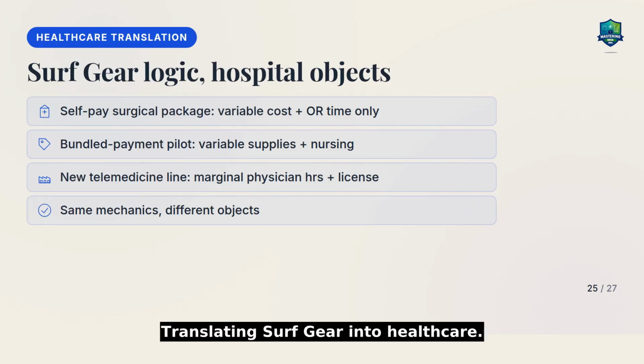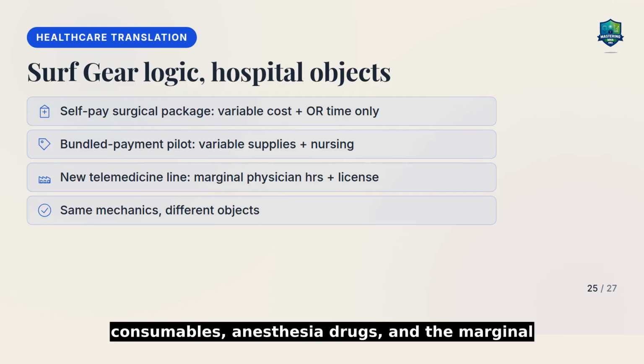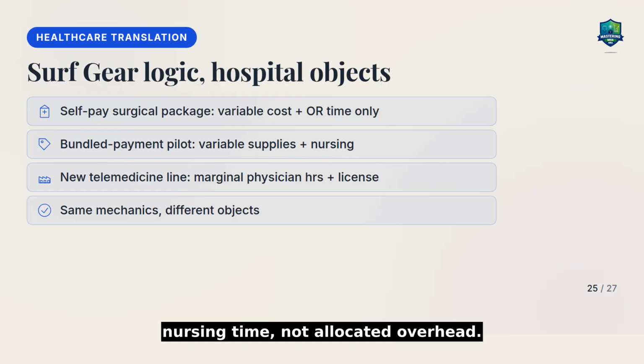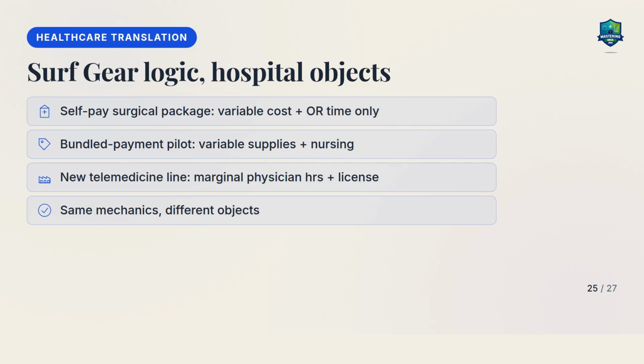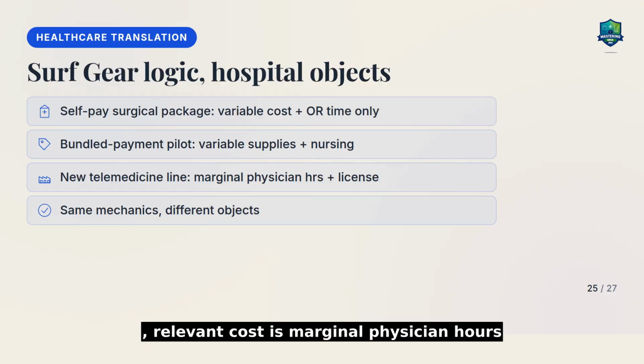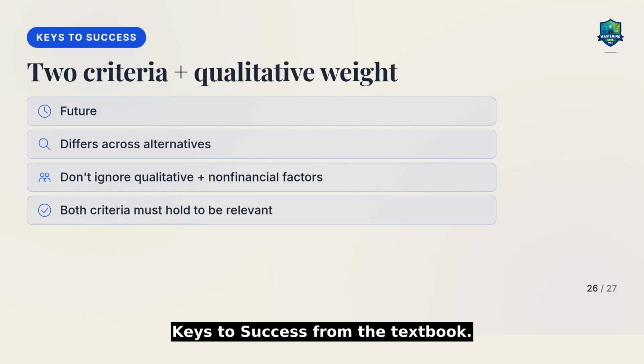Translating Surf Gear into healthcare: a self-pay surgical package offer. Relevant costs are OR consumables, anesthesia drugs, and the marginal OR minutes. Fixed building cost doesn't move. A bundled payment pilot from a new payer: relevant cost is variable supplies and nursing time, not allocated overhead. A new telemedicine line within existing capacity: relevant cost is marginal physician hours plus the platform license, not the building or IT infrastructure that's already paid for. Different shape, identical mechanics.